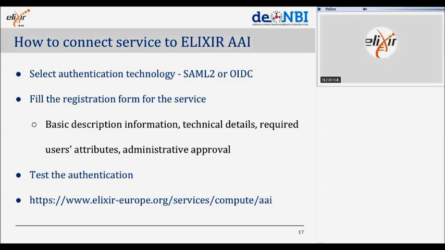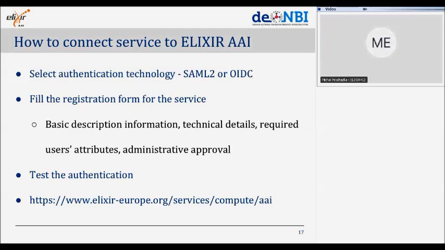Sorry for that. So then when you select the technology and you start to do some implementation on your side, then you just notify us via ai-contact@elixir.org email that you would like to connect. You will receive the link for the registration form, which is some kind of bureaucracy, but we need to know basic information about your service, which is the description, technical details, where are the endpoints, what are your certificates, what is your host name, what kind of user attributes your service requires, if it's just an identifier or you need some other attributes from Elixir AAI.